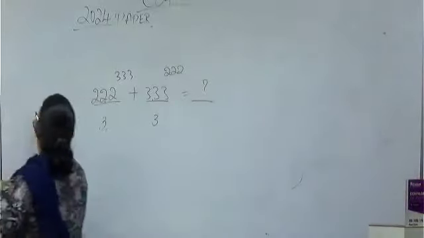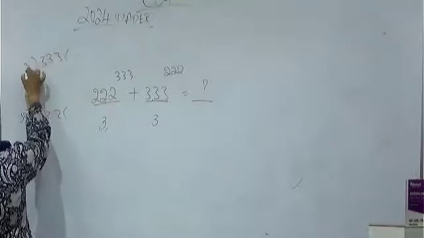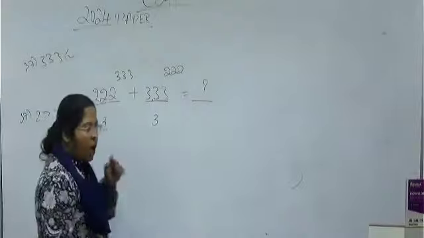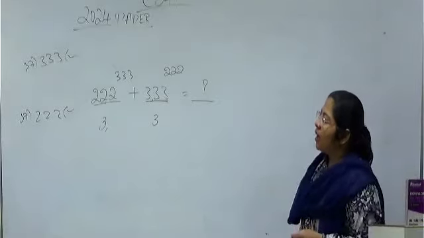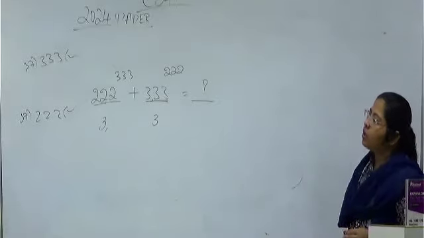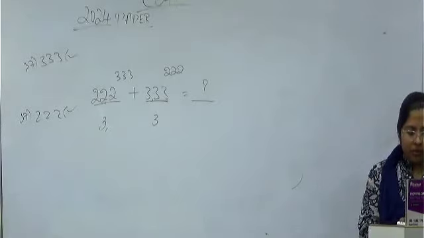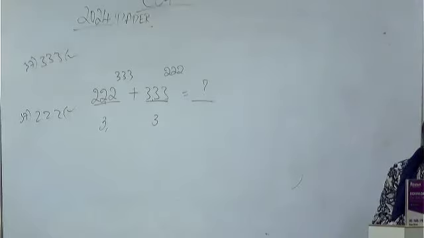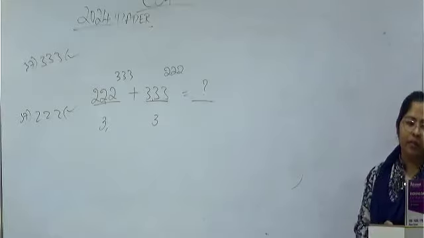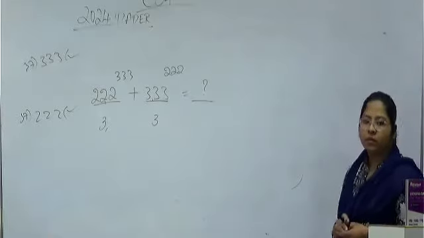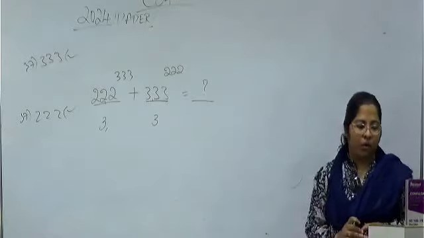Now you just tell me, 222 is divisible by 37 or not, and 333 is divisible by 37 or not. If both are yes, then there is an option. Tell me. 222 is divisible by 37 or not? 333 is divisible by 37 or not? Triple 2 can be. Now tell me triple 3. Triple 3 also can be. Do it.